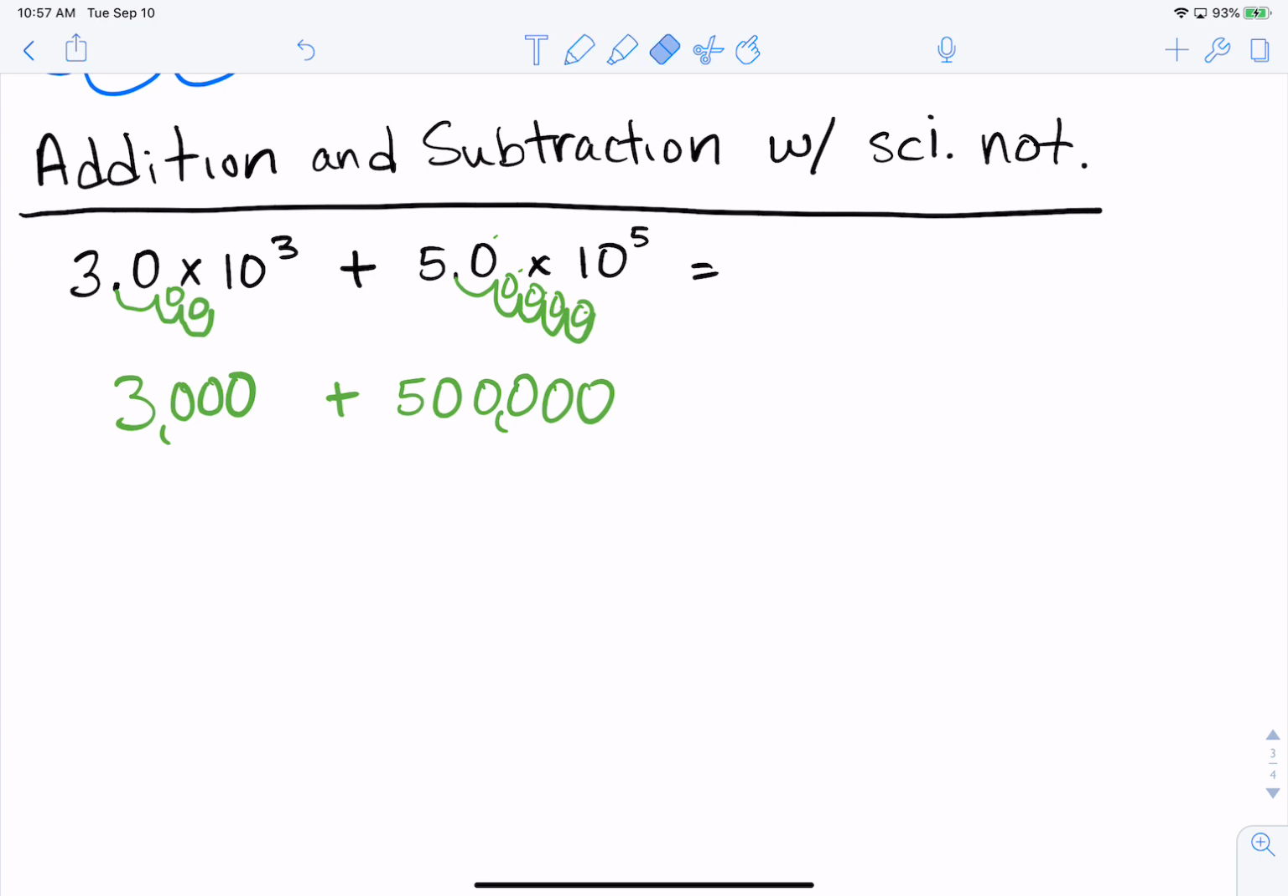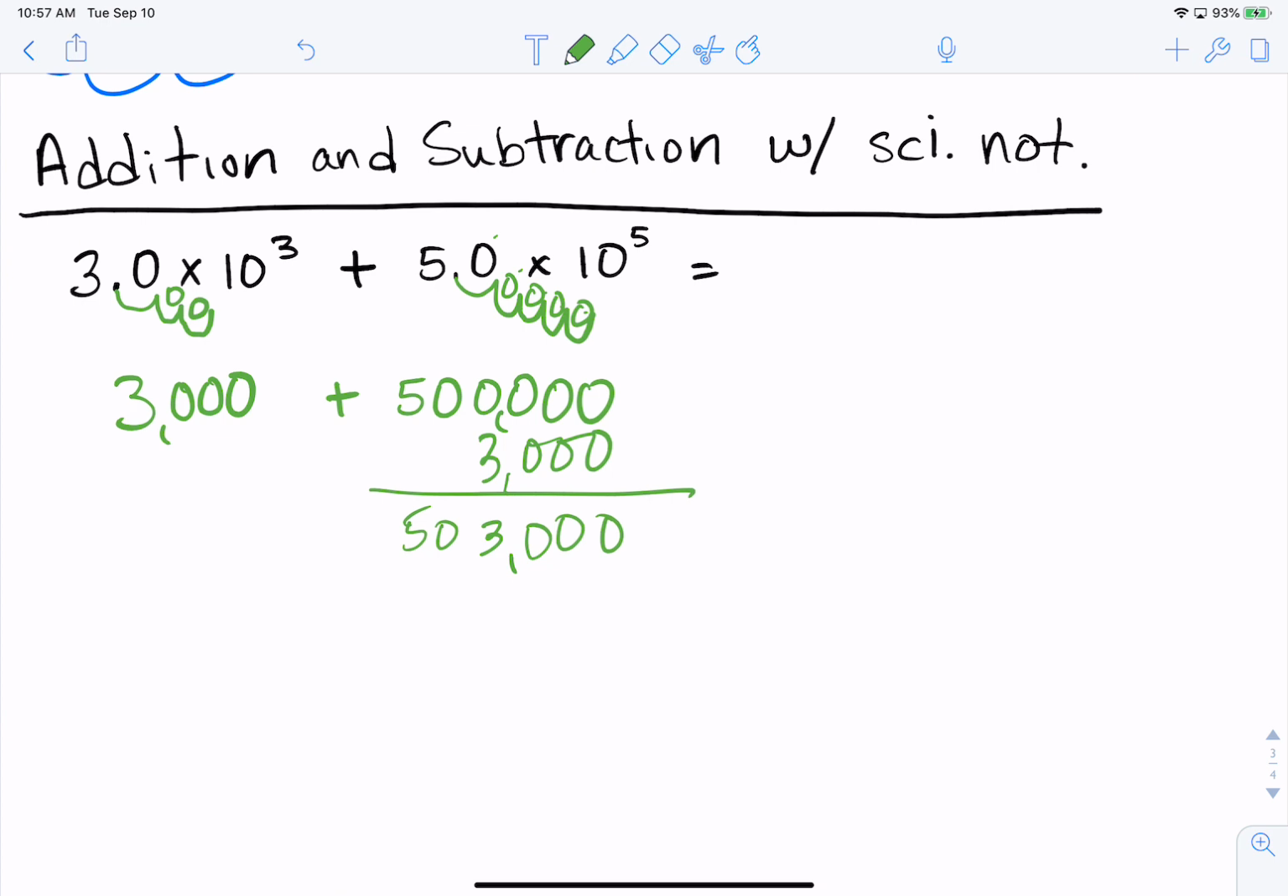All right, so I don't know about you. I learned math where you stack the numbers like this. And then you go down. There's a 3, a 0, a 5. Okay, 503,000.